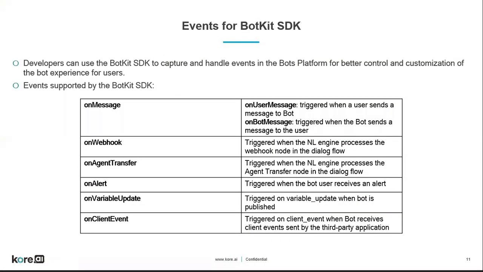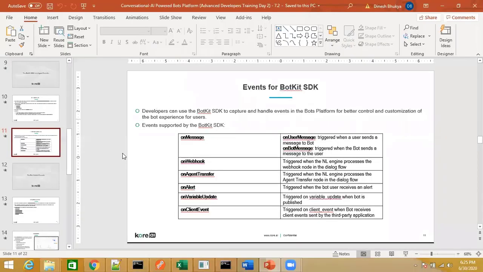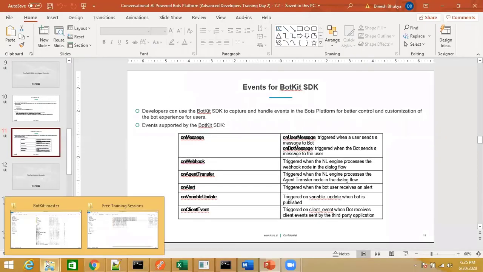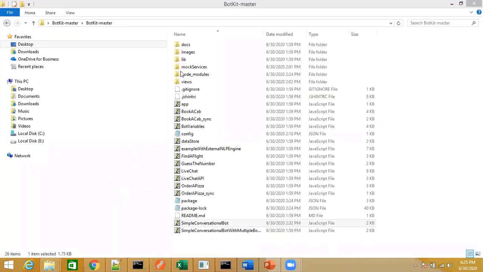So let's look into the configuration of the BotKit. How can we do it? Now remember, you have to download your BotKit from our GitHub, and once you download it, this will be the content of your BotKit. This is the entire content where you can see the libraries which are required in order to do this configuration, and along with that you have some JavaScript files which are available. Each of these files will have the configurations for different use cases.